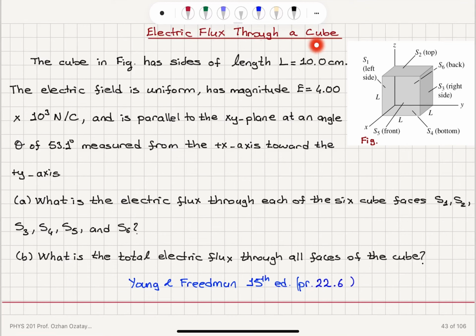Electric flux through a cube. The cube in the figure has sides of length L equals 10 centimeters. The electric field is uniform, has magnitude E equals 4 times 10 to the 3 newtons per coulomb, and is parallel to the xy plane at an angle theta of 53.1 degrees measured from the positive x-axis toward the positive y-axis.